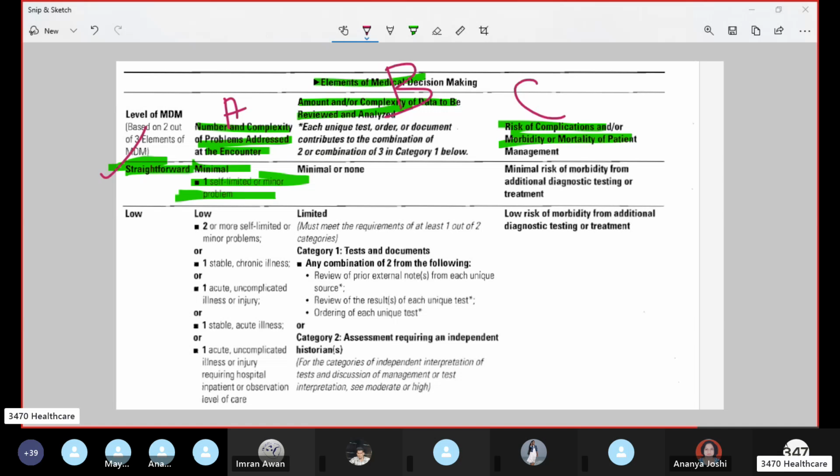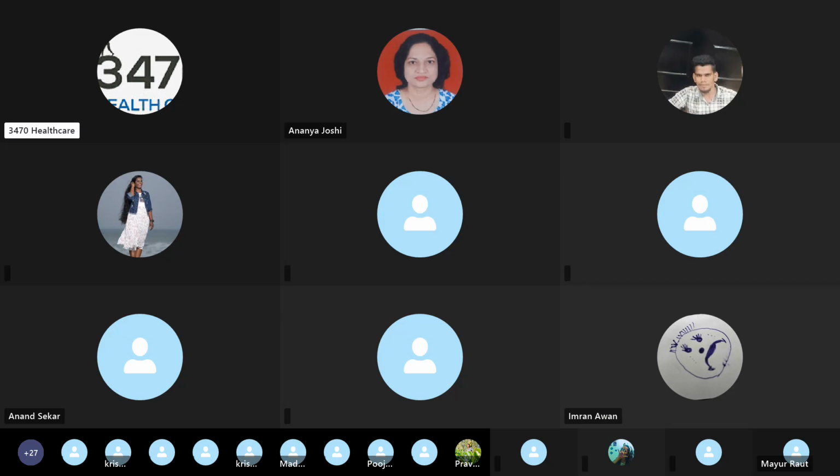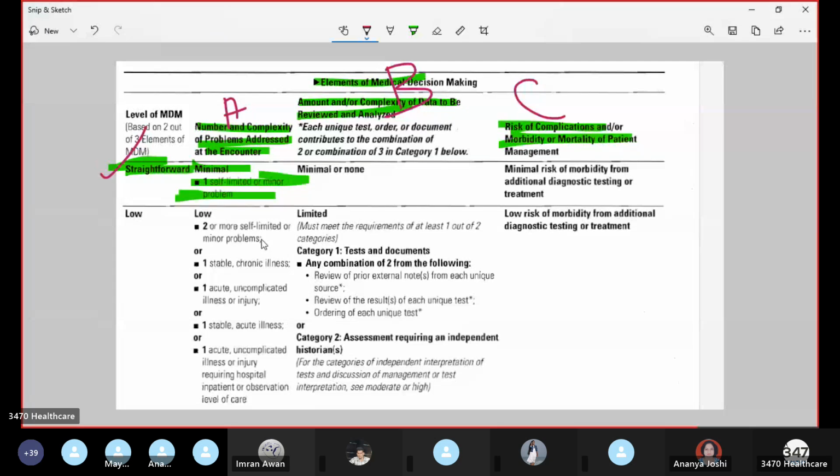Then low. Under low, given are two or more self-limited or minor problems. One self-limited is straightforward. Two self-limited or two minor problems is for low. And one stable chronic illness.